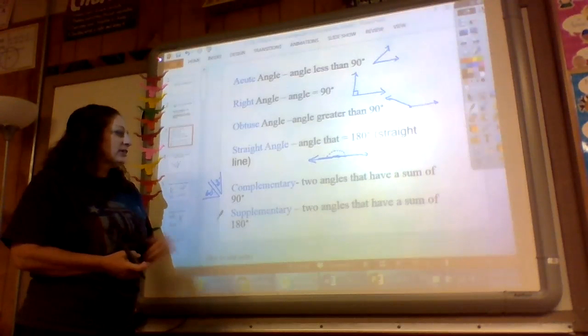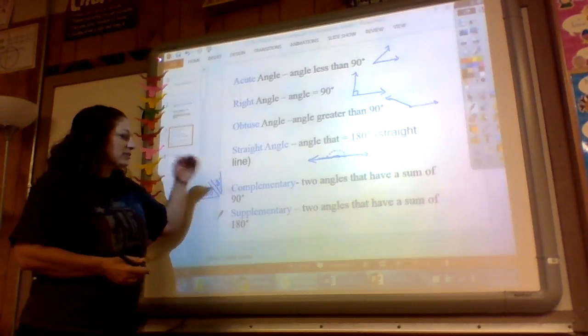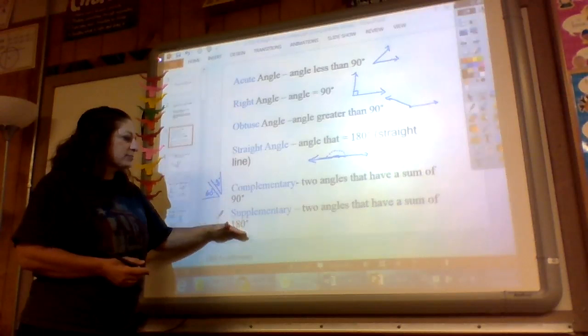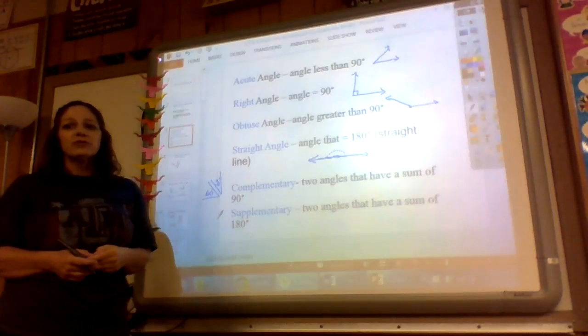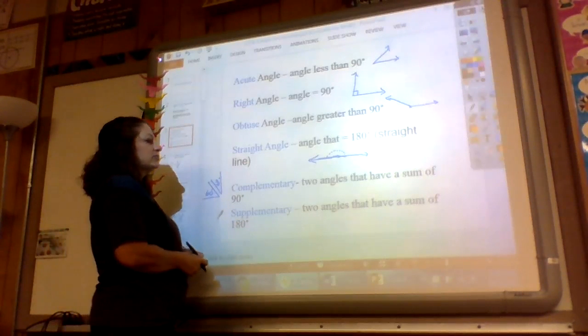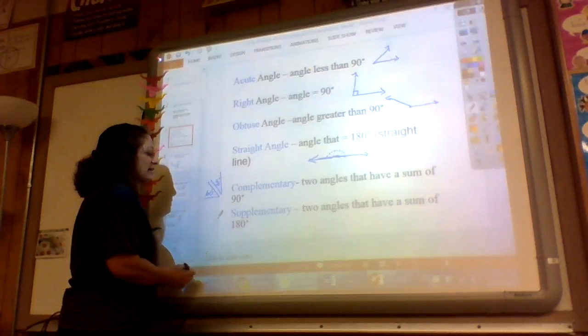We'll add supplementary. C comes first, that's the smaller. S comes later in the alphabet, that's the bigger. However, you can remember the difference between those two. Supplementary angles are two angles that have a sum of 180.